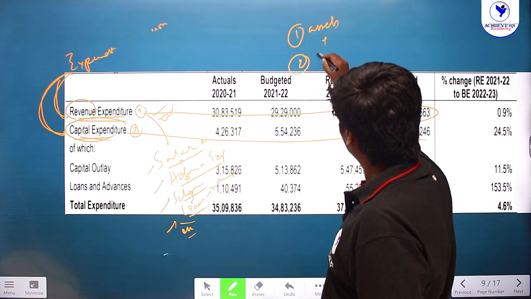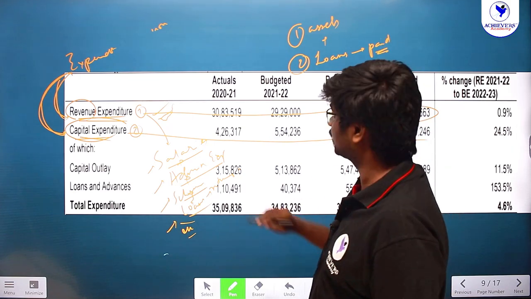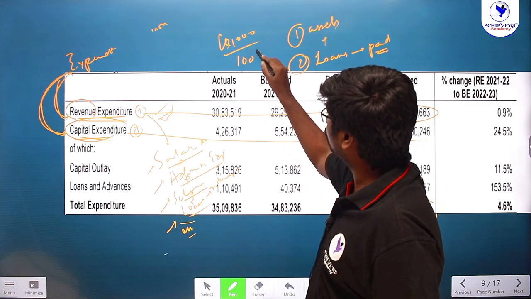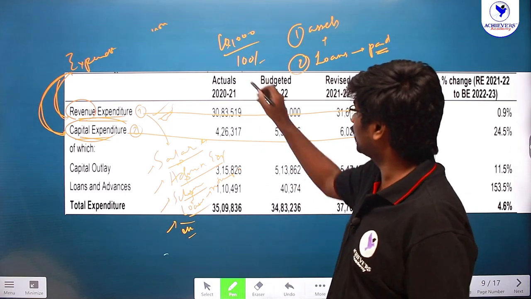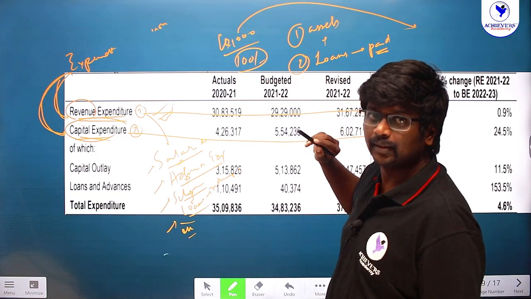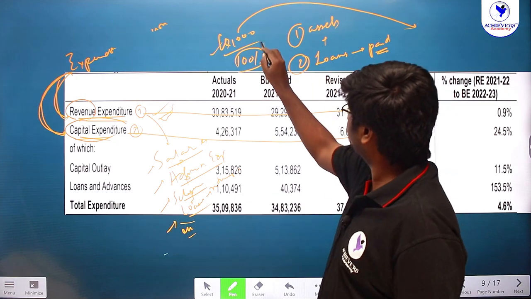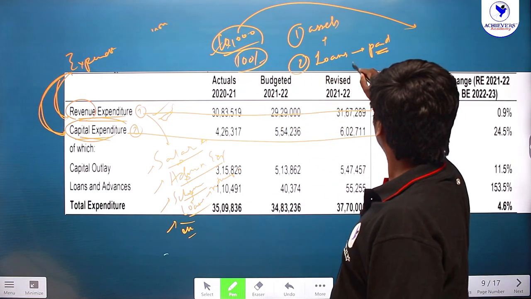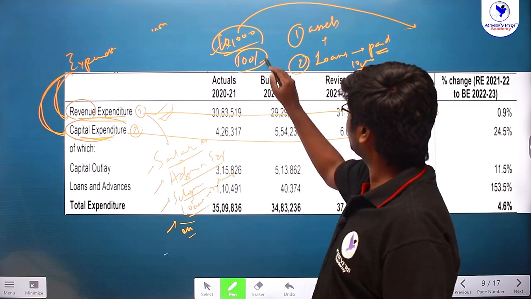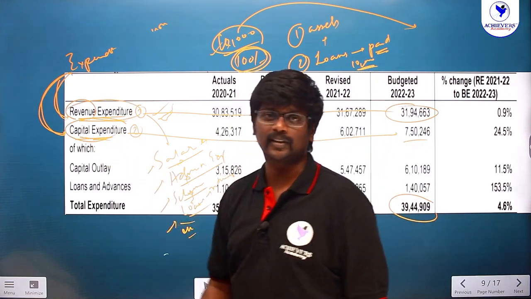Okay, second, loans paid ante complete principal amount. Say for example, if I borrowed 10,000 rupees from a bank, I would be paying an interest of 100 rupees every month for a certain period. When that period is completed, I have to pay the bank total 10,000 rupees that I have taken. Similarly, when the government repays the amount which it has taken, that expenditure is calculated under capital expenditure. But when the government pays the interest, it is calculated under revenue expenditure.